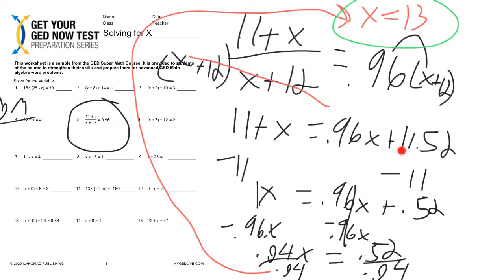So this was minus 11. So I also did minus 11 here. This was 0.96x. So I subtracted it here and also did it here. This was x multiplied by 0.04. I divided by 0.04. And because I did it over here, I also did it here. And then that gave me x equals 13.